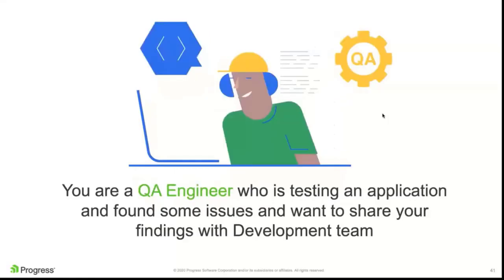Similarly, if you're a QA engineer who is testing an application and found some issues, or if you are using Autoresponder to simulate some error scenarios and you want to share your findings with your team, you can use collaboration to share them with your team.